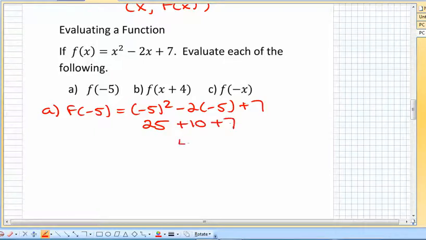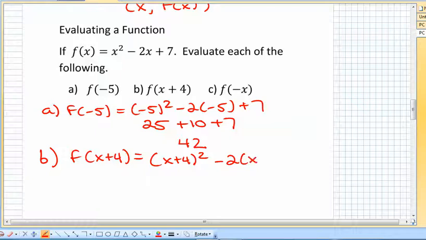Plus 7 gives you 42 when you add that all up. Part B, if I put in x plus 4, so I have x plus 4 squared minus 2 times x plus 4 plus 7.